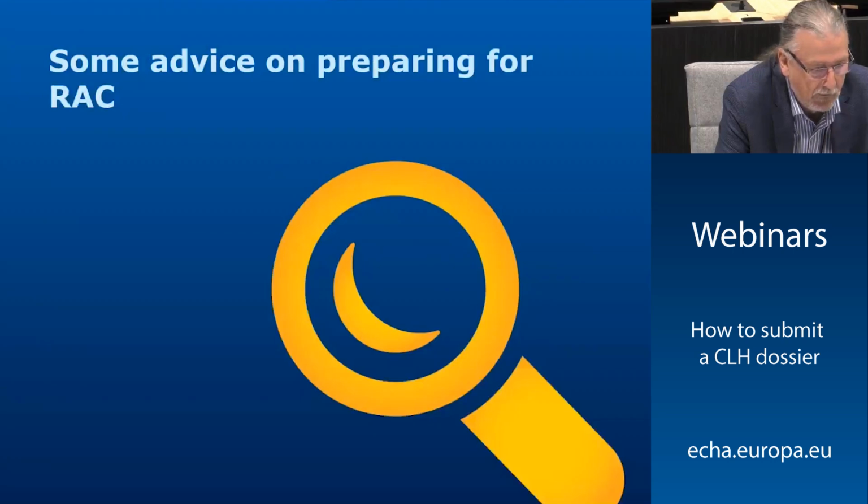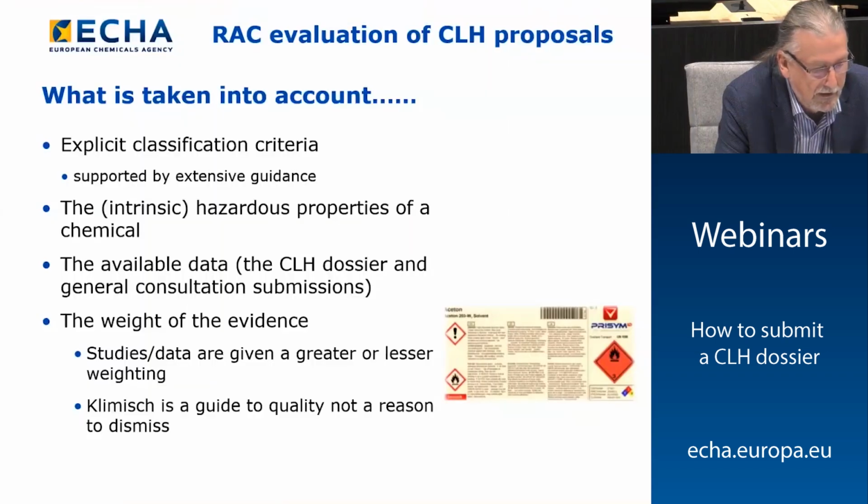Next slide, please. Okay, this next section is on a little bit of advice on how to prepare for RAC with your dossier. Next slide, please. Thank you. So what's taken into account? I'm going to emphasize this a couple of times because I feel it's important to really grasp it. We have explicit classification criteria in the regulation. They are as crisp and precise as they could be. And where they're not crisp and precise, they're supported by extensive guidance to help you interpret them. It's probably the largest set of guidance we have in ECHA, I think, by far and away. So there's literally a huge amount of information to help you in preparing high quality dossiers.